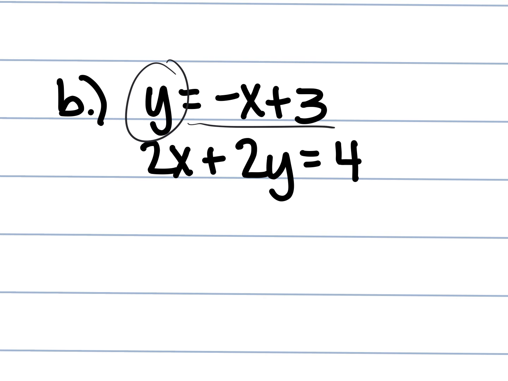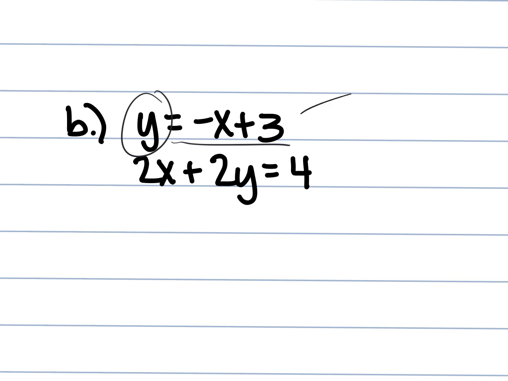Natalie said elimination. We did substitution for the last one. I'd prefer if we do elimination for this one. But Mia, you can use any method that you want. You could substitute this y, which is negative x plus 3, in for y here. Okay? All right, so let's go ahead.